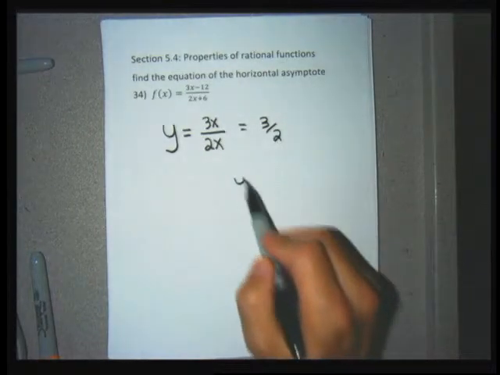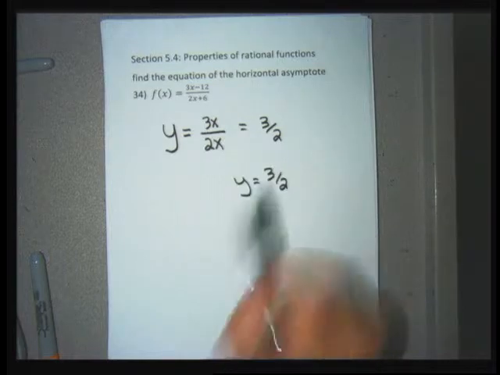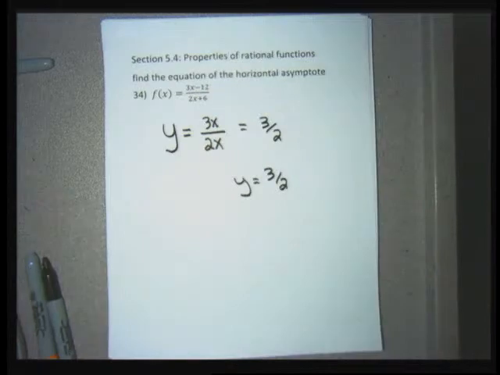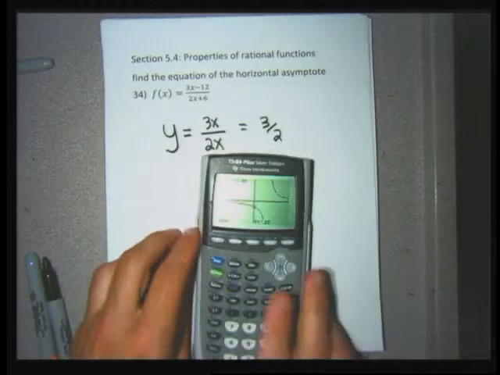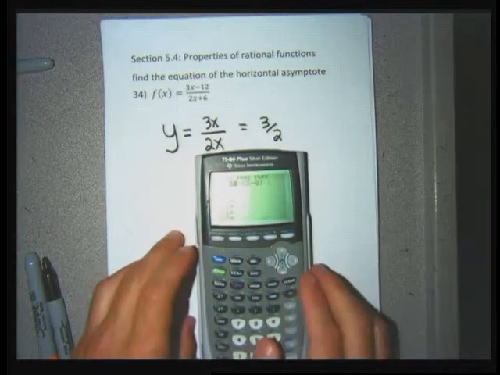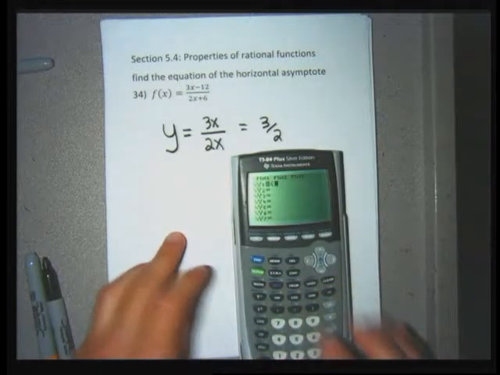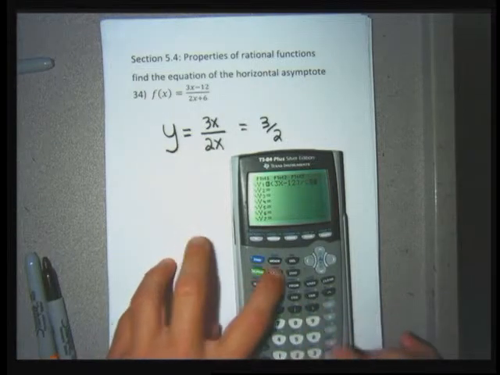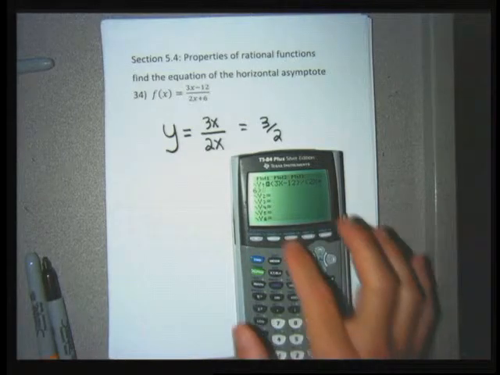I claim that this line, y equals 3/2 or y equals 1.5, is the horizontal line the graph will be attracted to as I get far out to the left and far out to the right. And let me draw that for you. I'm going to go y equals, enter the fraction 3x minus 12 divided by 2x plus 6. And when I hit graph, I think where's my window at?